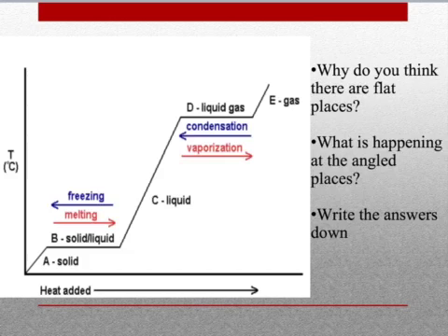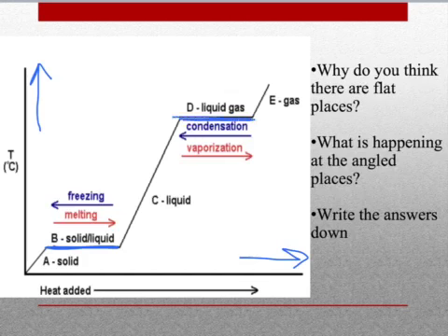Now let's pause and look at a slightly more generic one. This is the same thing. We still have an increase in temperature going this way and heat being added this way. But I want you to tell me a little bit more about what is going on at these flat places. We've got this flat place right here, this flat place right there. I already told you it's a change of phase, but why are they flat?